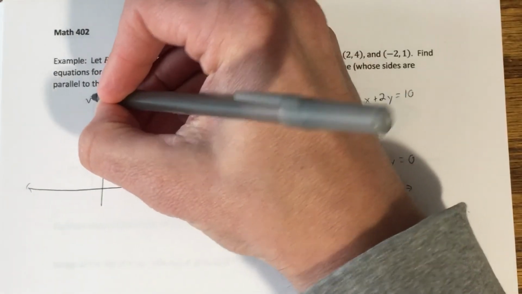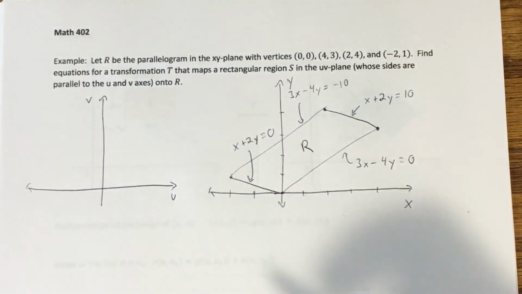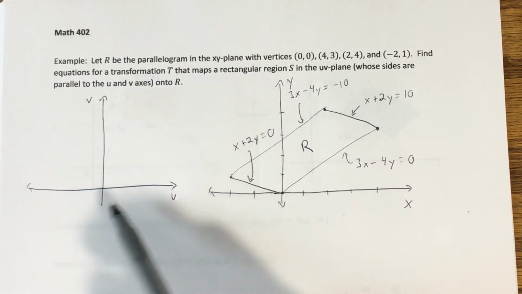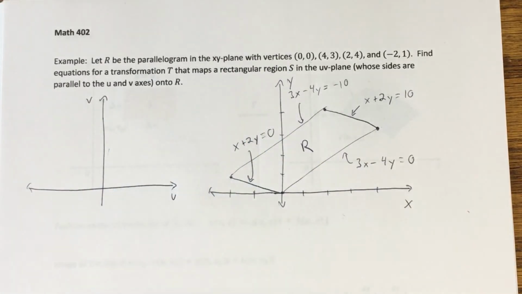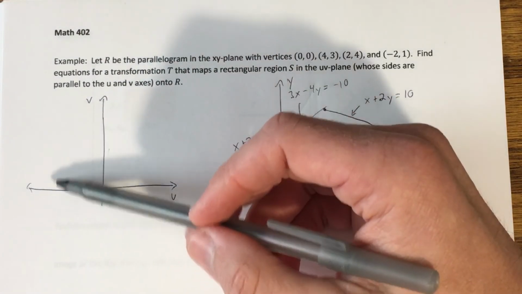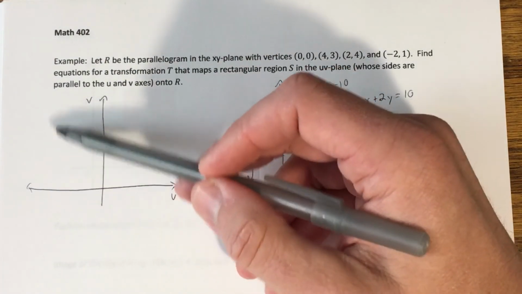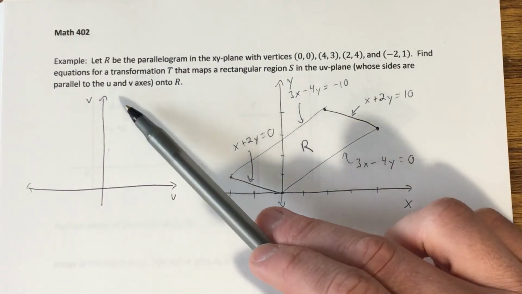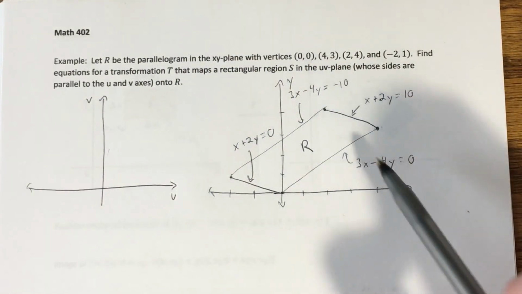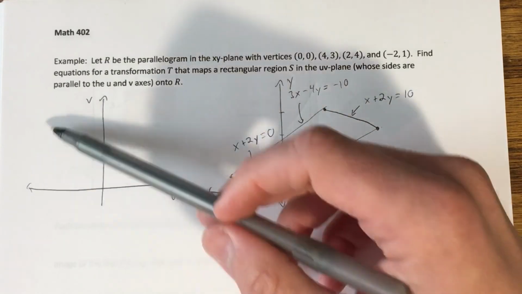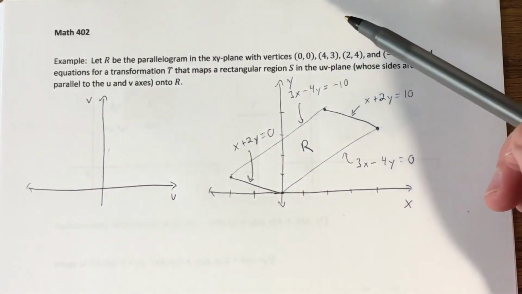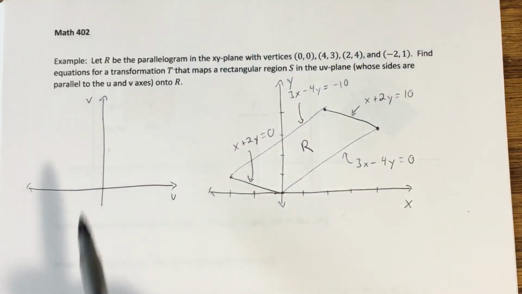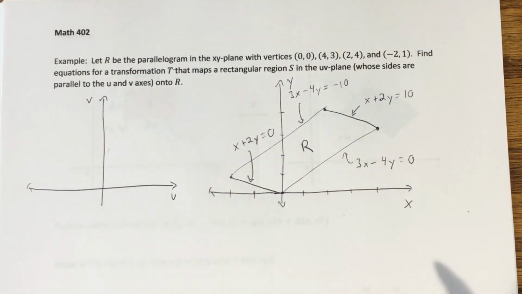So this is my UV plane. A rectangle somewhere in here, and notice it doesn't specify where it's supposed to be. It just needs to be a rectangle, but the edges of that rectangle need to be horizontal and vertical. That's the part where it says they need to be parallel to the U and V axes. Not only do I need to find a rectangle in the UV plane, I also need to find a transformation T that will take that rectangle and map it to this parallelogram R.